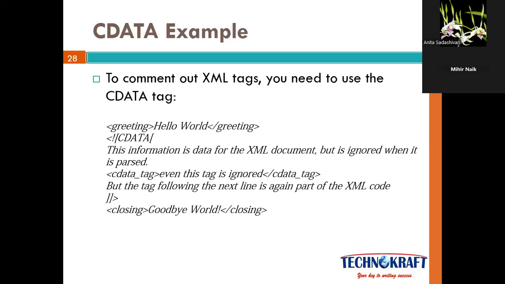To comment out XML tags, you need to use the CDATA tag. For example, <greeting>Hello world</greeting>, then CDATA. This information is data for the XML document, but it is ignored when it is parsed. Even this CDATA tag is ignored. But the tag following on the next line is again part of the XML code. That is goodbye world. You start with hello world and then you close it with goodbye world.